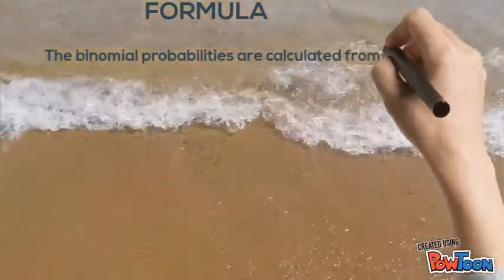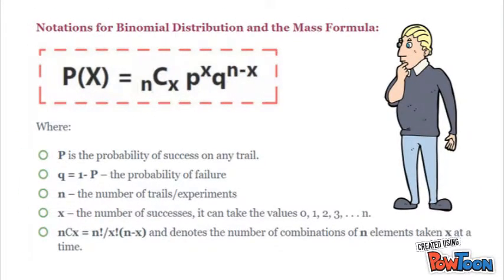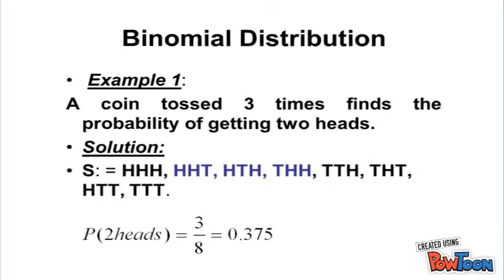Formula of the binomial distribution. And this is the simplified formula of binomial distribution: P(x) equals nCx times p power x times q power n minus x. Let's take the example: a coin is tossed 3 times. Find the probability of getting 2 heads. So, there are a total of 8 cases in which heads or tails come, but getting 2 heads is only possible in 3 cases, so p equals 3 by 8 equals 0.375.